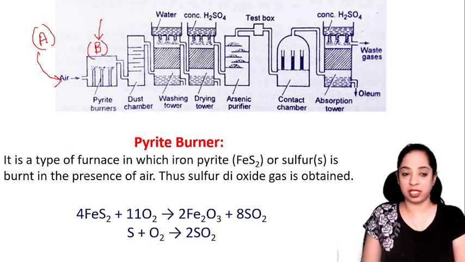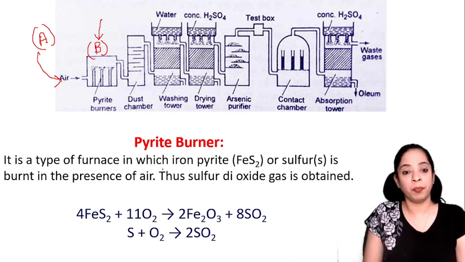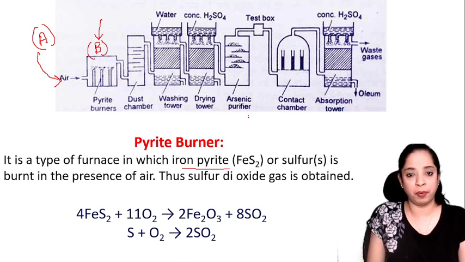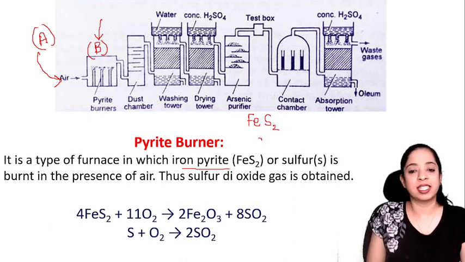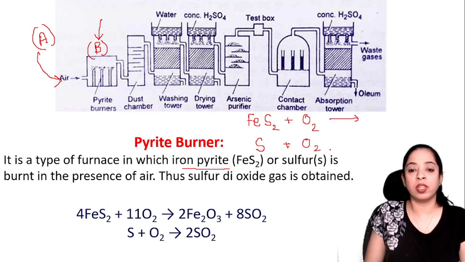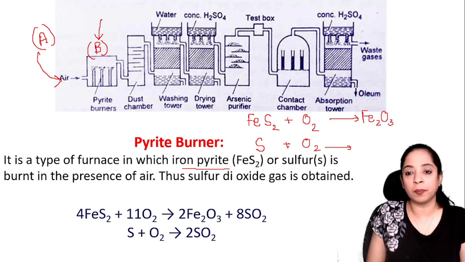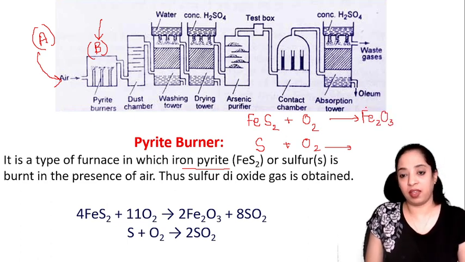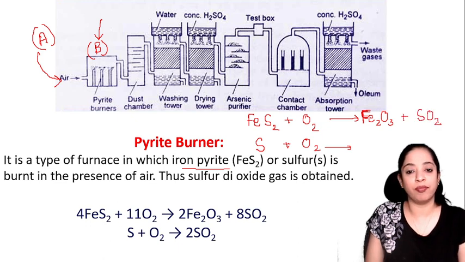It is a type of furnace, you can say pyrite furnace or pyrite burner, in which we have kept iron pyrite. FeS2 is known as iron pyrite, or sulfur. Now iron pyrite or sulfur is burnt in the presence of oxygen, and here oxidation happens. When the oxidation of iron sulfide takes place, you form iron oxide Fe2O3, where iron has a valency of plus 3, and sulfur dioxide gas is formed. When sulfur and oxygen react, they form sulfur dioxide.